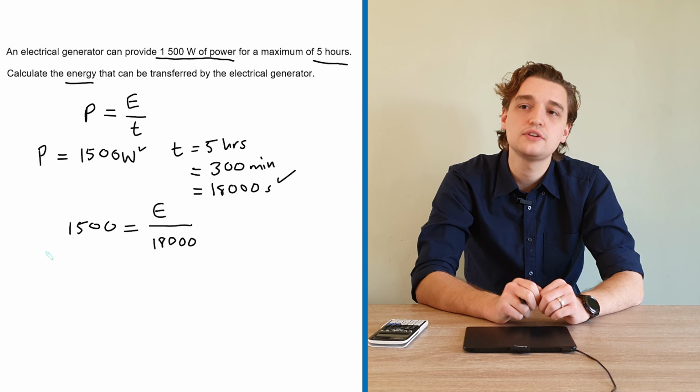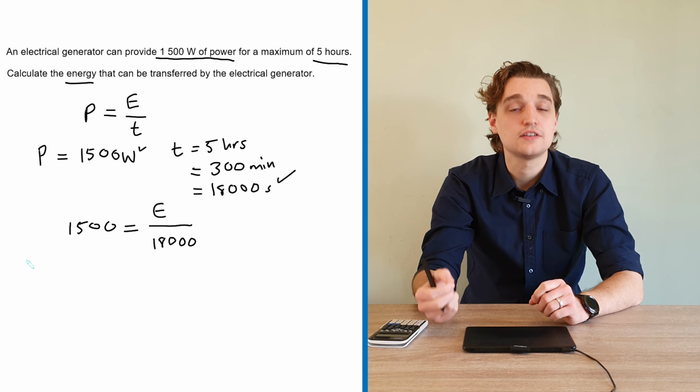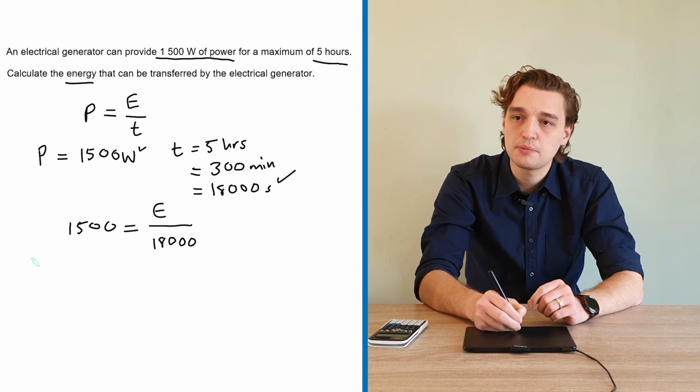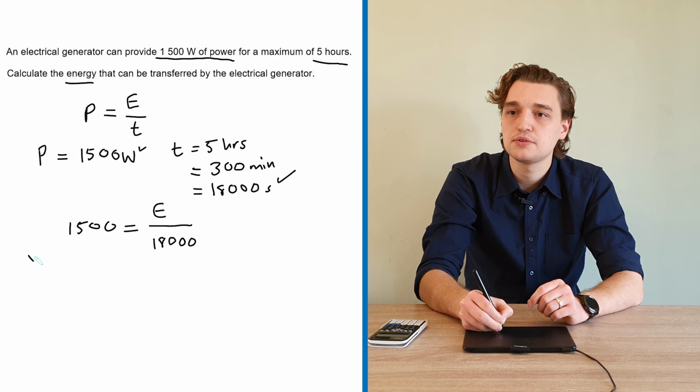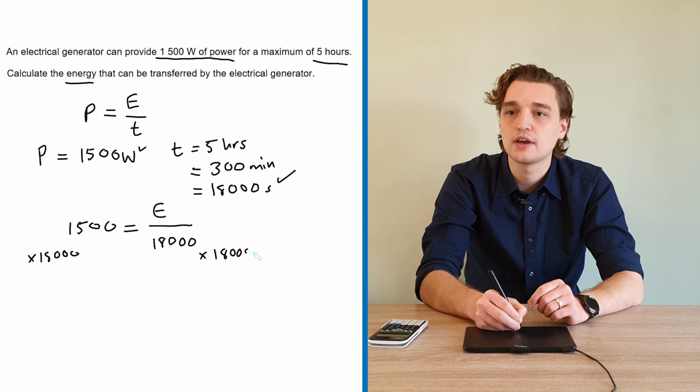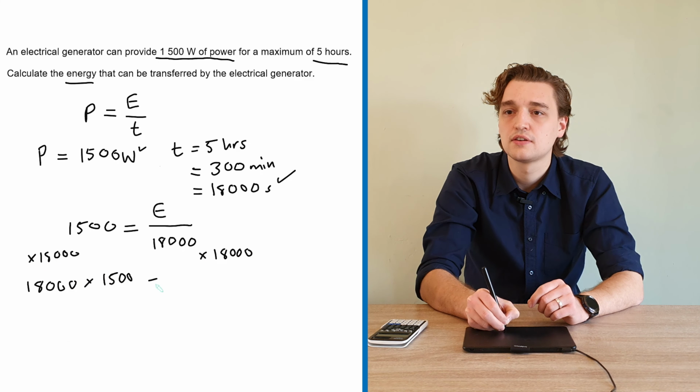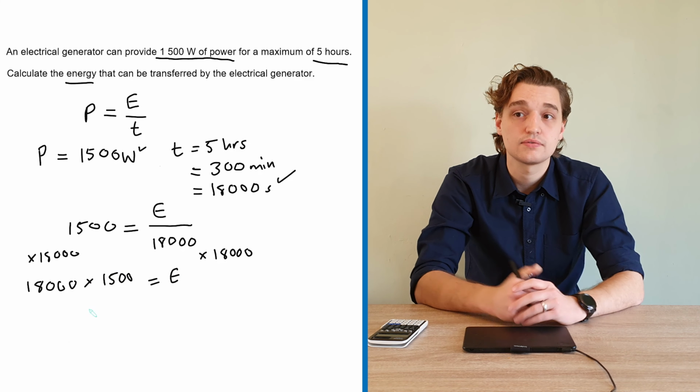So in this example, we do need to rearrange it very quickly. So we've got 1,500 is E divided by 18,000. If we times both sides by that 18,000, and I'll show I'm doing that by putting these little times 18,000 on either side, we get that 18,000 times 1,500 is E. That's rearranged.